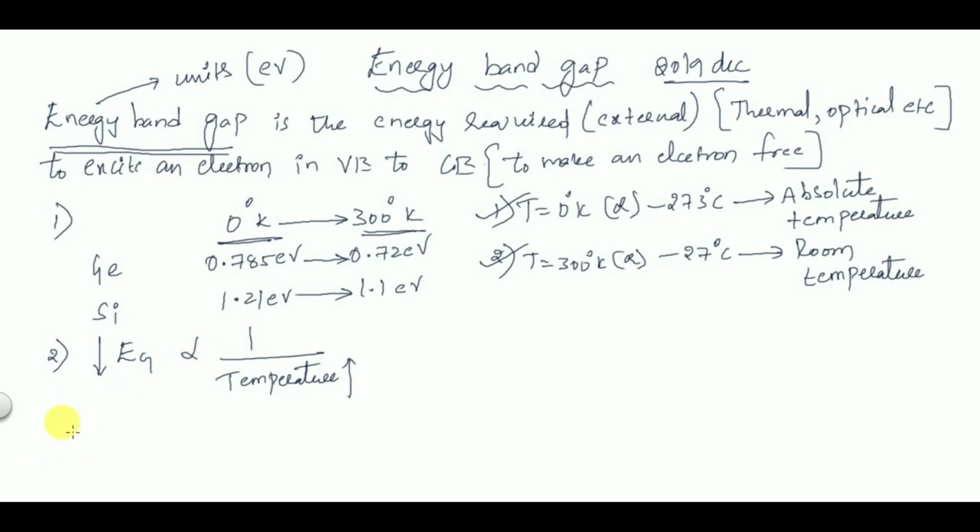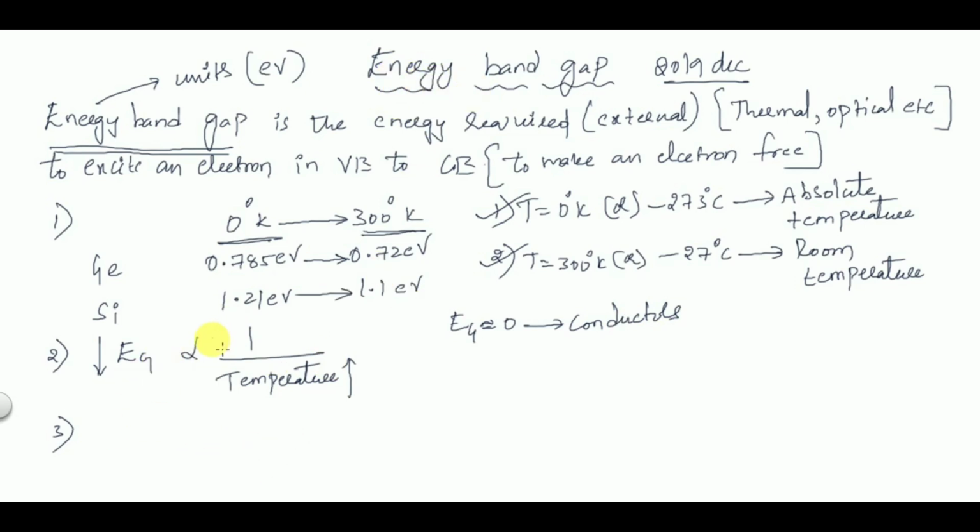Okay, and third, energy band gap is almost equal to 0 in the case of conductors, because in conductors the valence band and conduction band overlap with each other. That we'll discuss in another video. Okay, no problem about that. We'll confine ourselves to energy band gap.